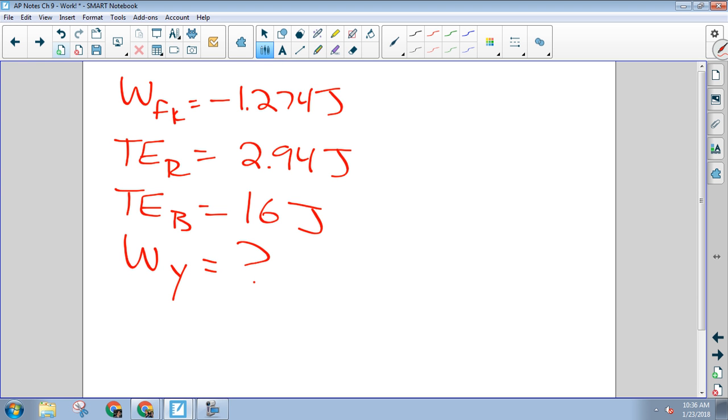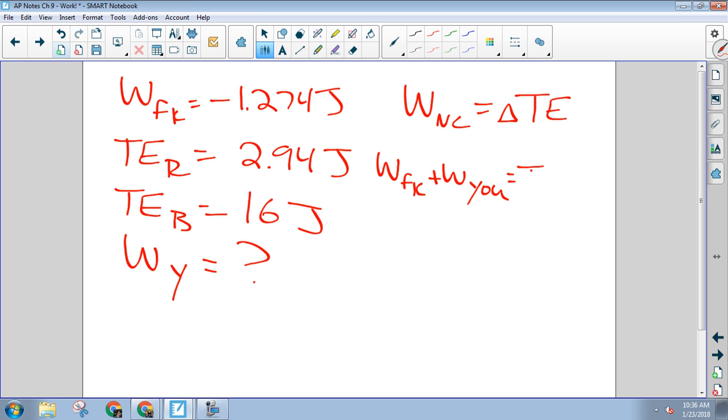So, what do friction and U have in common? They're non-conservative forces, right? So let's see. The work done by non-conservative forces is our change in total energy. So that means that the work done by friction plus the work done by U has got to equal final minus initial. So I want bottom minus relaxed, right? Follow or no?